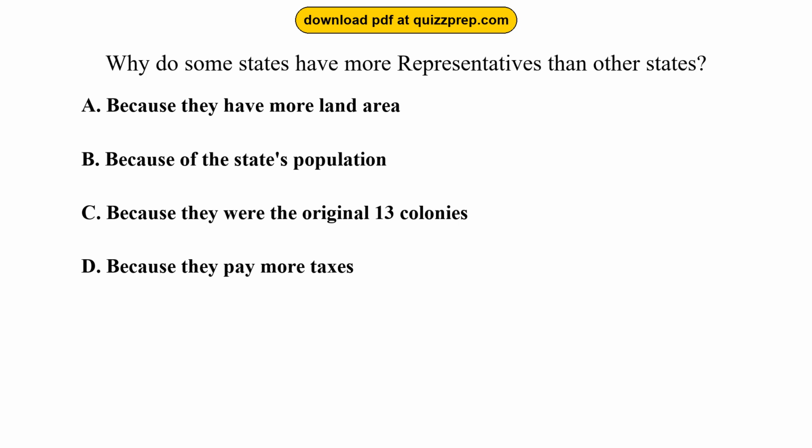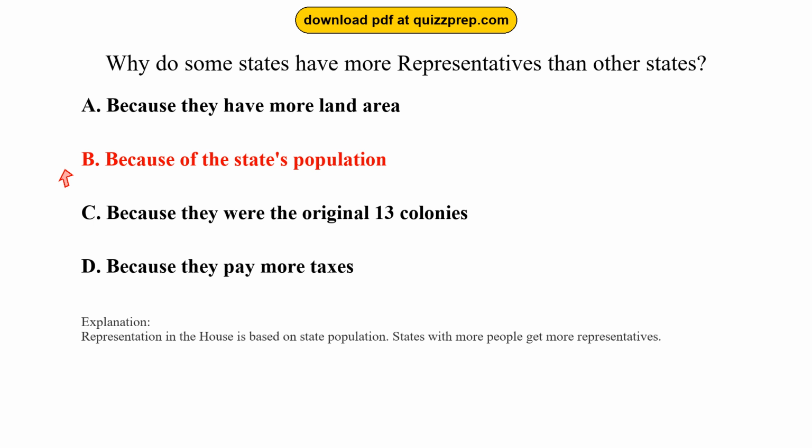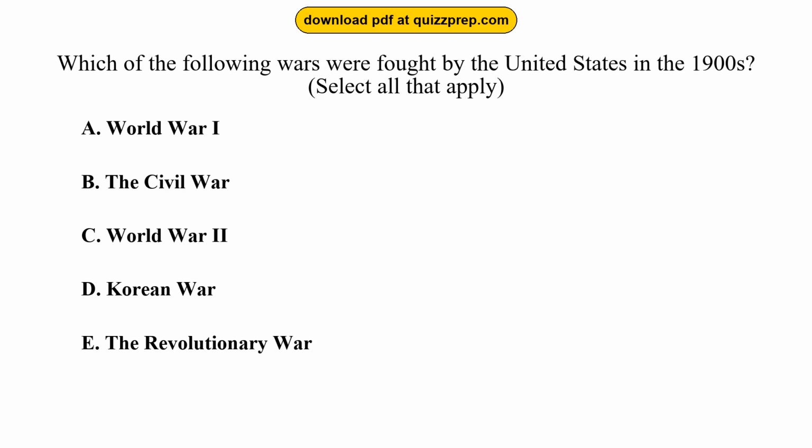Option A. Because they have more land area. Option B. Because of the state's population. Option C. Because they were the original 13 colonies. Option D. Because they pay more taxes. The correct answer is option B. Because of the state's population. Representation in the House is based on state population. States with more people get more representatives. Question 33. Which of the following wars were fought by the United States in the 1900s?